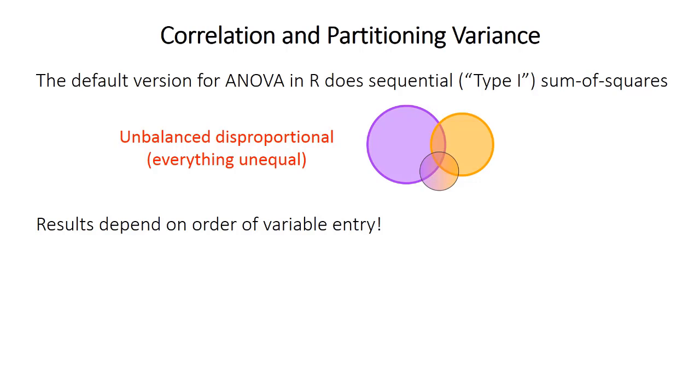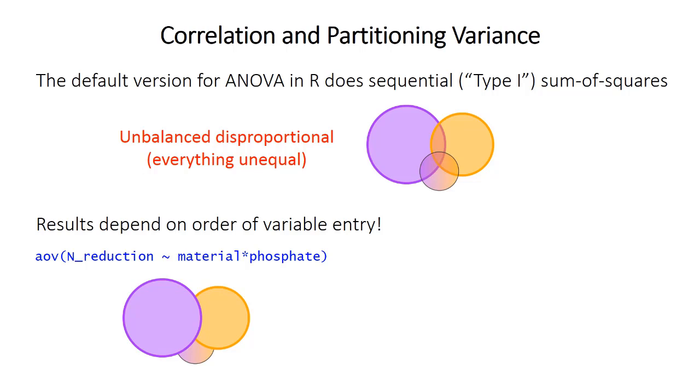One is just a caution, is that the default ANOVA functions in R partitions the sum of squares in a sequential way, which I'll show in a second. This is called the type 1 sum of squares. And this causes problems because the results that you get depend on the order that the variables are entered into the function. Obviously, this is not a good thing.